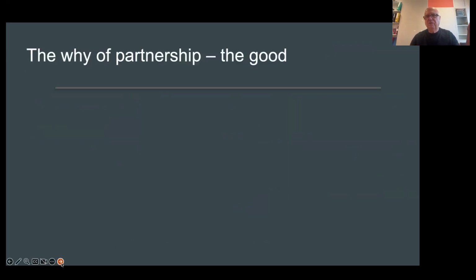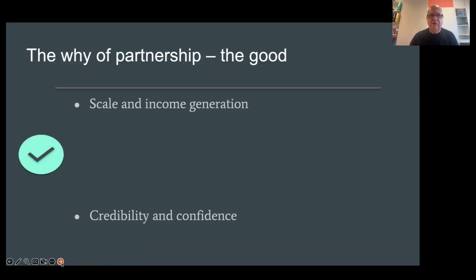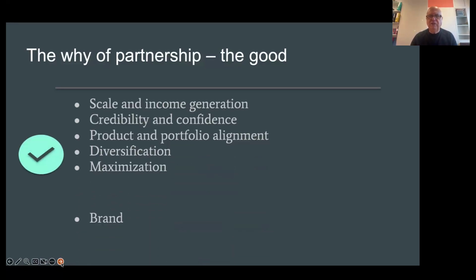Let's start off with the first question, which is why? The why of partnership. The good things about partnership is it can provide you with scale and income generation, and that's got to be good. It's also good for building credibility and confidence in what you do and in your portfolio. It's also good because it takes existing portfolio services that you've got and maximizes those and develops those.